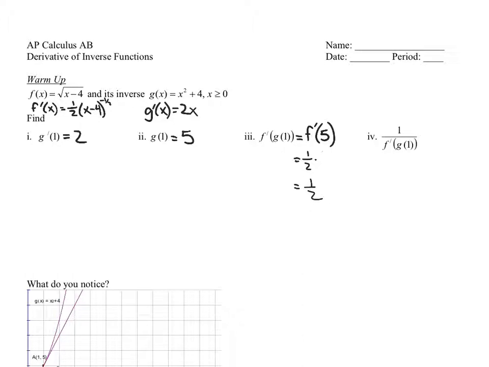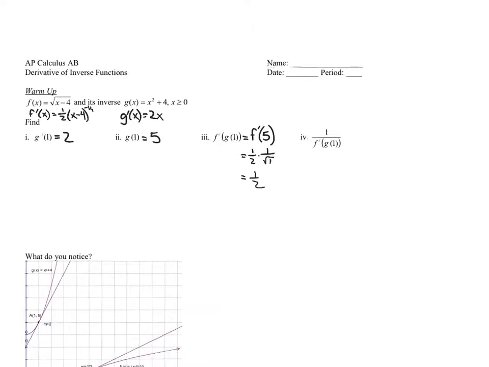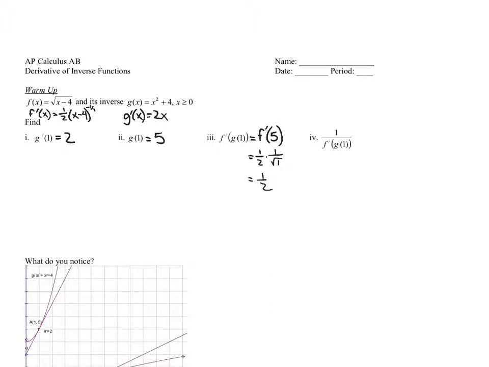Just to be proper here, 1 over square root of 1. Okay? What's 1 over f prime of g of 1? Yeah, it's 2. We just found f prime of g of 1, so that's going to be 2.